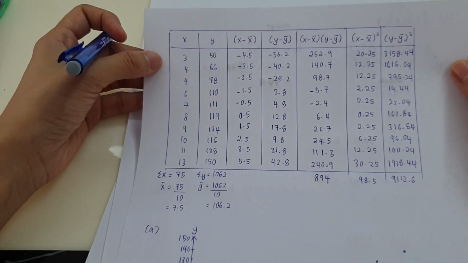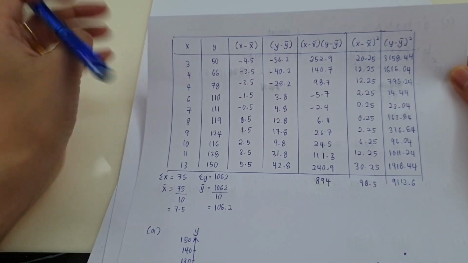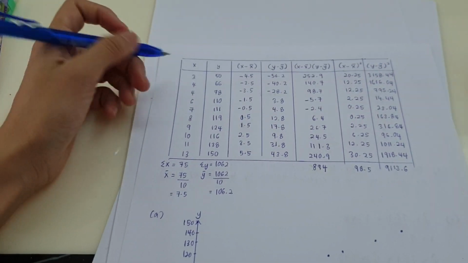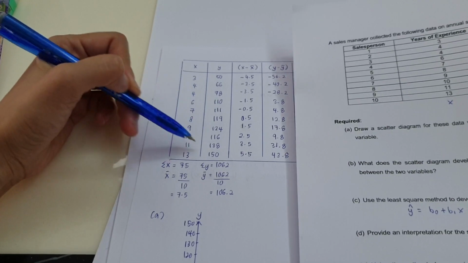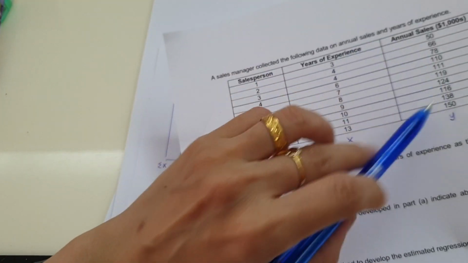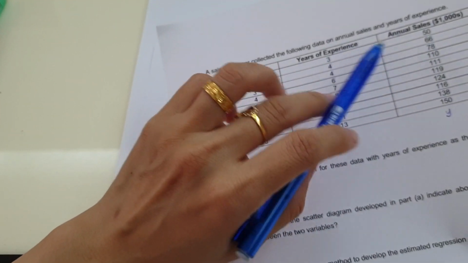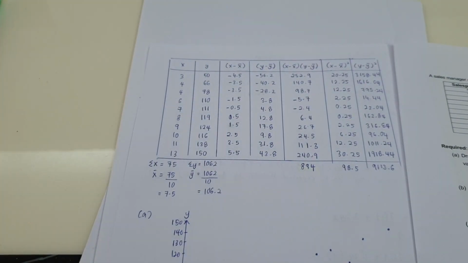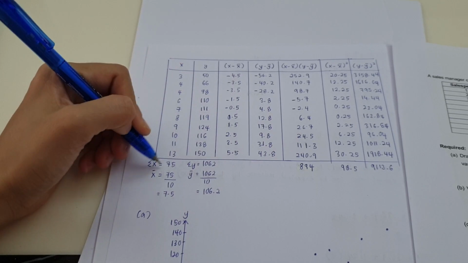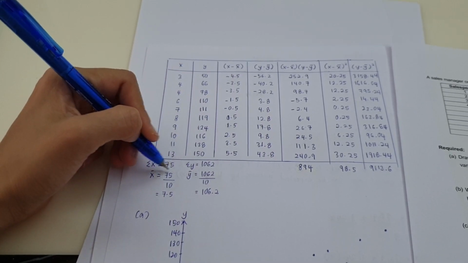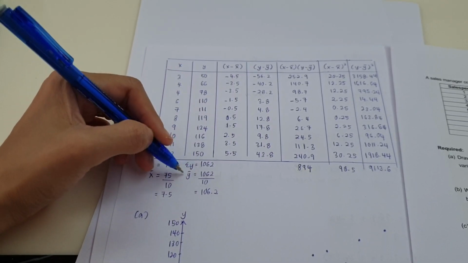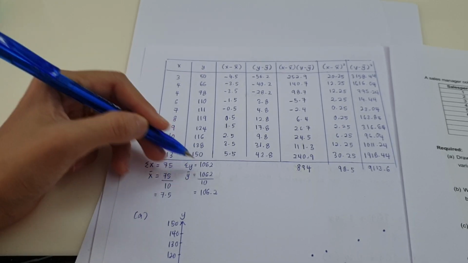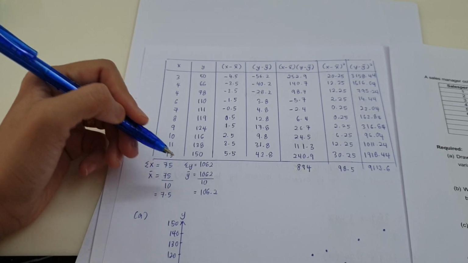Please do this table and calculate correctly. For x and y, I just took them from these questions and put them in my new table. Then I sum up to find the sum of x and the sum of y, and then we need to find the mean for each column, x bar and y bar.